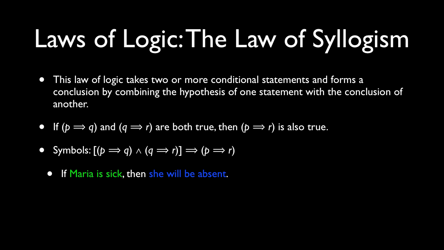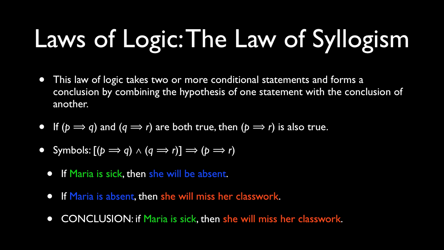An example: if Maria is sick, then she'll be absent. If Maria is absent, then she will miss her classwork. According to the law of syllogism, we can condense these 2 statements into one. We would conclude: if Maria is sick, then she will miss her classwork. That is the law of syllogism. It strings together many conditional statements.